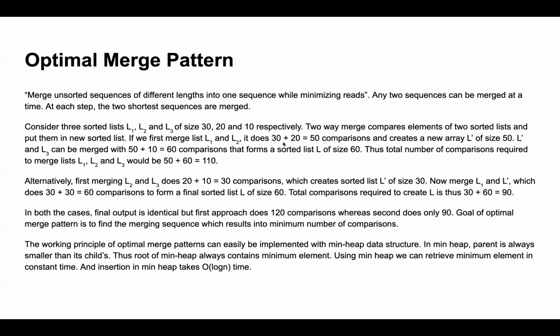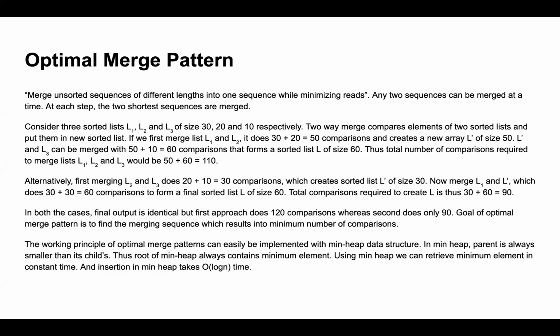How is it 50? L1 and L2 are merged, 30 plus 20 is equal to 50. And this merging of L1 and L2 gave L dash. Okay, and L dash is of size 50 now, and L dash and L3 are merged with 50 plus 10 is equal to 60 comparisons. And now the total comparisons we could do is 50 plus 60 is equal to 110. Okay, 110 comparisons will be there.